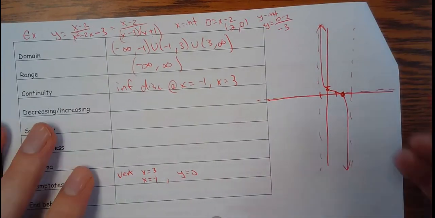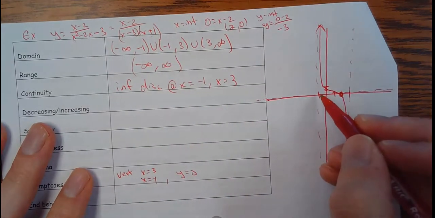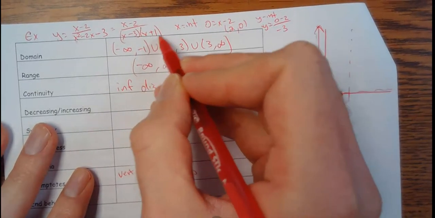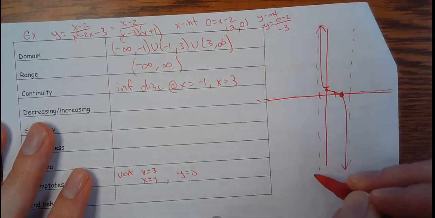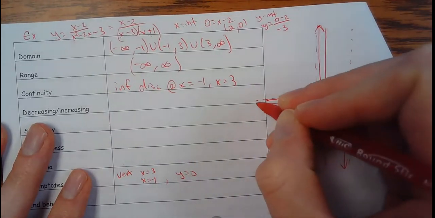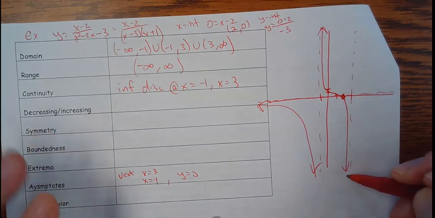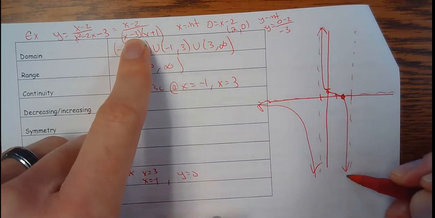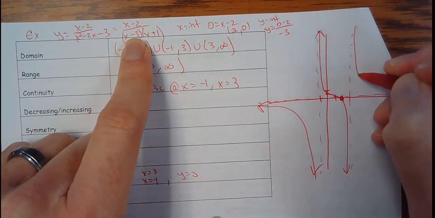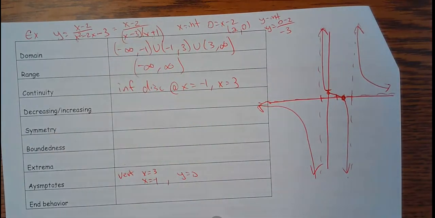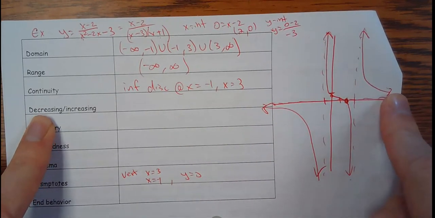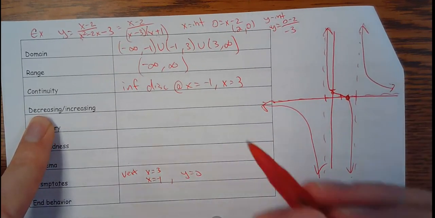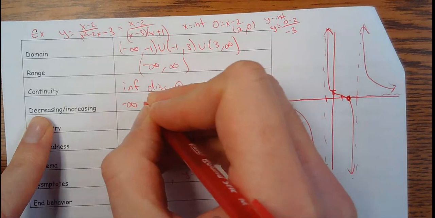Like I told you, the kind of trick here, negative 1, that's a factor once. So that means if this finished up, it's going to start down here going like this. If this finished down, 3 was a factor one time, that means it's going to start up here. So that's kind of a trick you can use. So increasing, decreasing: decreasing, decreasing, decreasing. So it's decreasing over its entire domain. So it's going to be just a repeat of the domain.